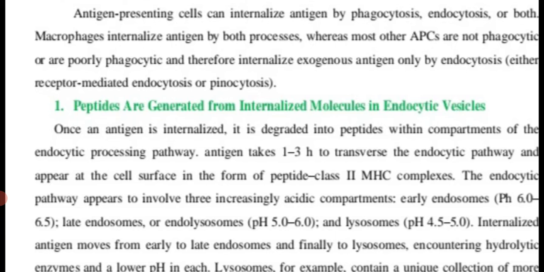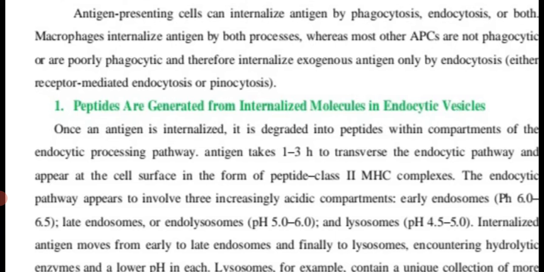The first event: peptides are generated from an internalized molecule in endocytic vesicles. Once an antigen or a peptide antigen is internalized, it is degraded into peptides within the compartments of the endocytic processing pathway. For processing, they require 1 to 3 hours, and after it, the peptide is ready to present with a class 2 molecule to the CD4 cells.